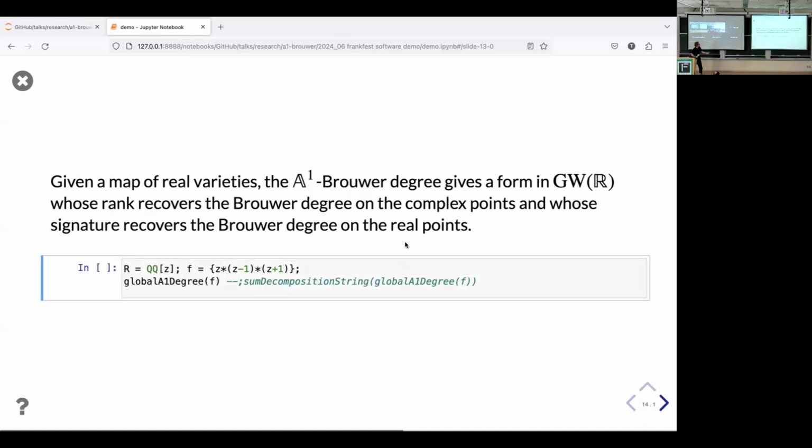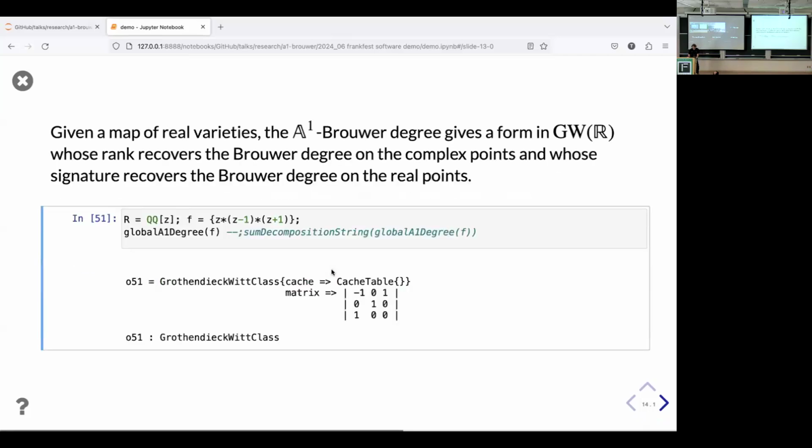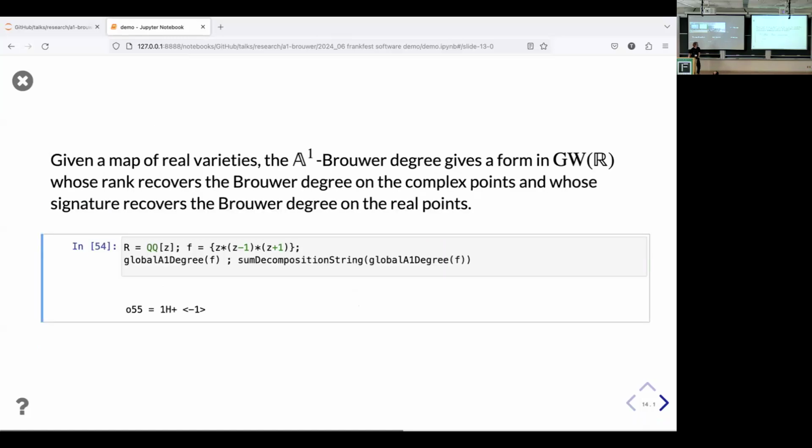So here's an example. I'm going to take this cubic, which was like the picture we saw earlier, z minus 1, z plus 1. And I'm going to compute a global A1 degree of this. And I get this matrix. And in many cases, you want a nicer looking form. So we have this string method that gives you something a little bit more readable. And this tells me, OK, I've got a hyperbolic form plus bracket minus 1 here.